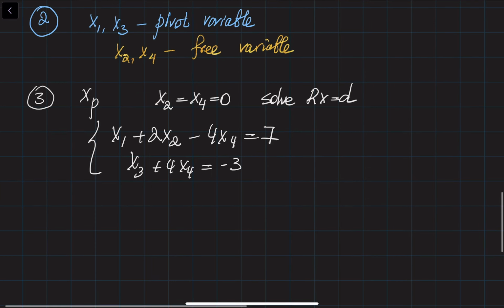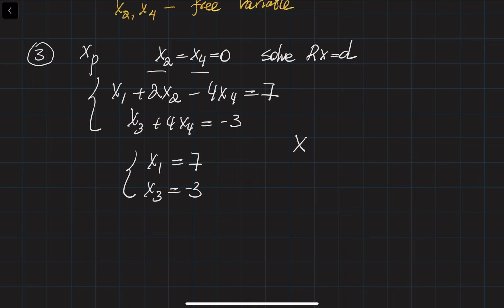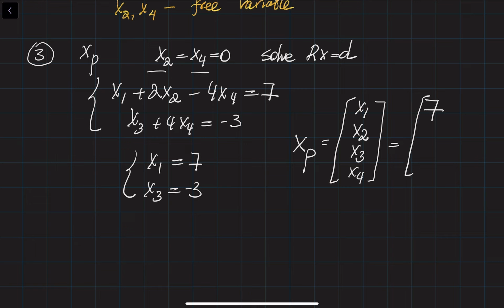So we are going to solve the system by setting x2 and x4 equal to 0. If you set this, what we get is x1 is equal to 7 from the first equation, and x3 is equal to minus 3 from the second equation, right? So we've got this particular solution. X particular is going to have four components, right? So it's going to have x1, x2, x3, and x4. And x1 is equal to 7, x2 is equal to 0, x3 is equal to minus 3, and x4 is equal to 0. So this is going to be our particular solution.